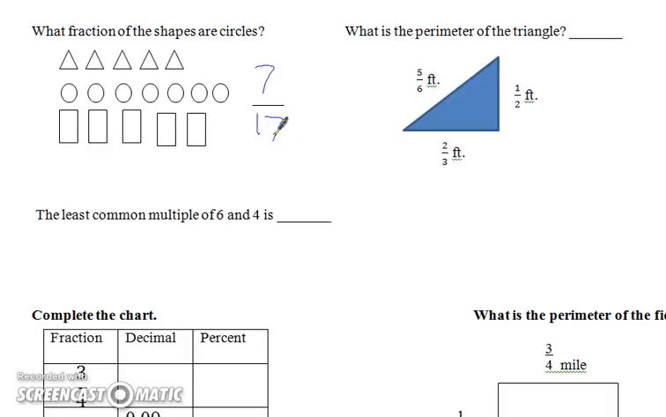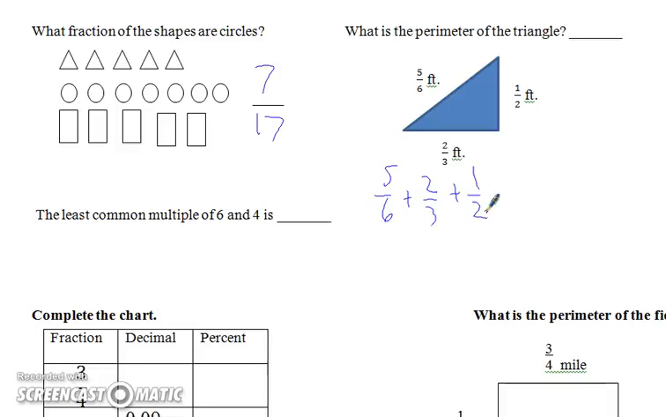What's the perimeter of the triangle? Well, to find the perimeter, I have to add all the sides. So I really have 5/6 plus 2/3 plus 1/2. Problem is they do not have the same denominator. And this time I have 3 numbers that I need to find the denominator for.